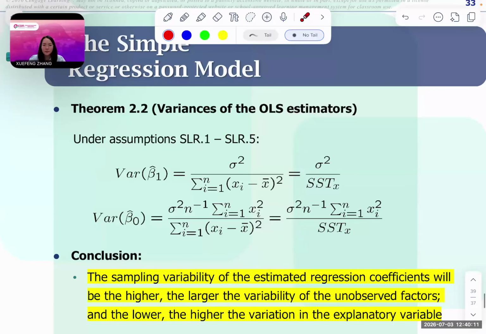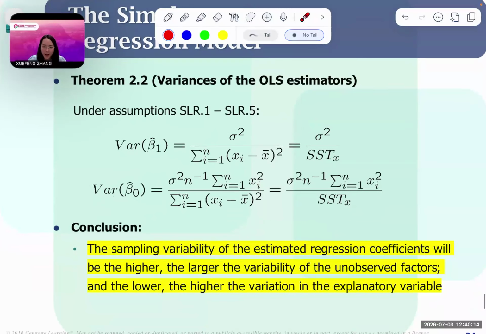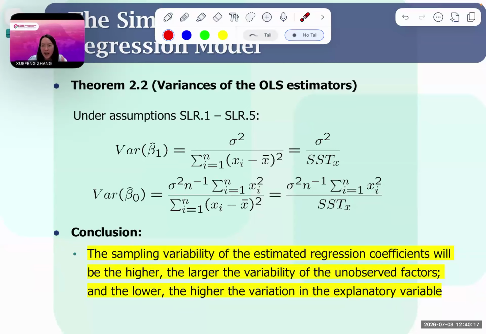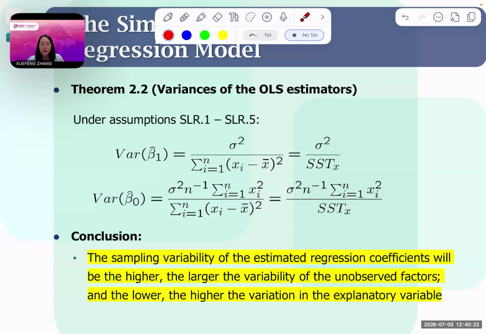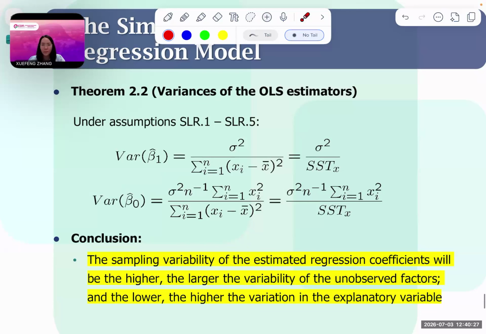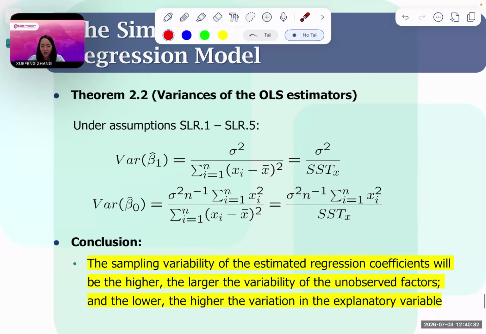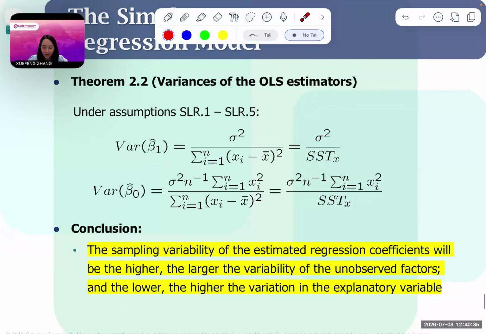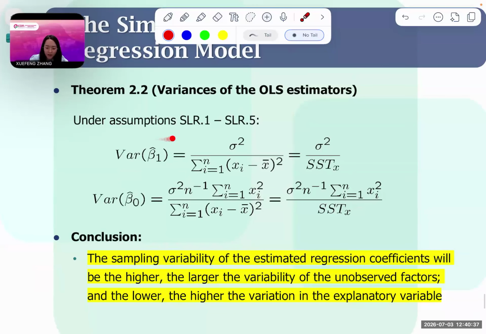Next one. We know OLS is unbiased. It hits the true value on average, but how consistent is it? How much does beta 1 hat jump around from sample to sample? That's what variance tells us. Variance of the OLS estimator. Let's see the formula. Under assumptions 1 to 5, the variance for beta 1 hat and variance for beta 0 hat look like this.